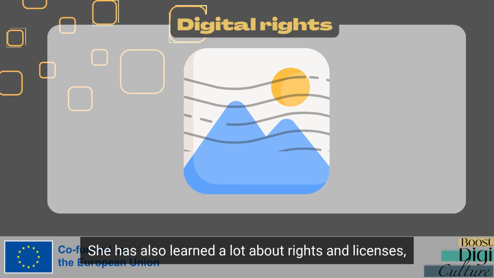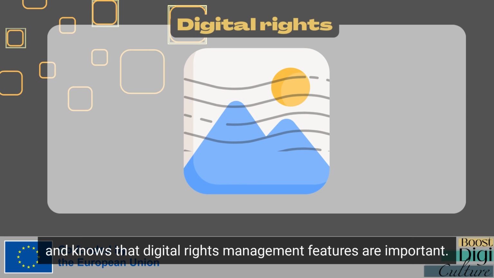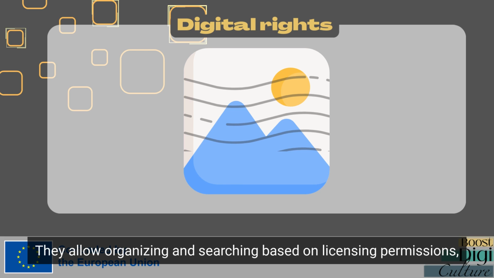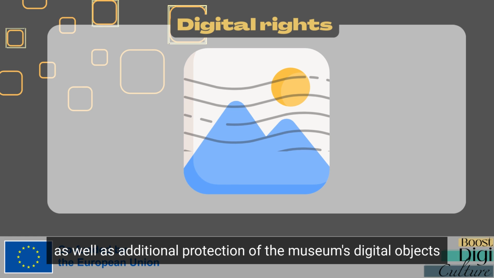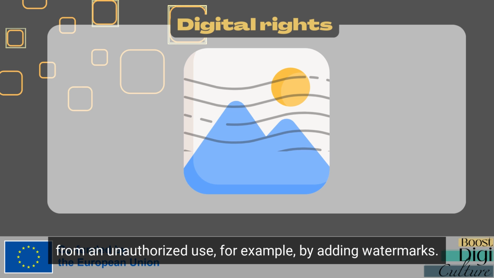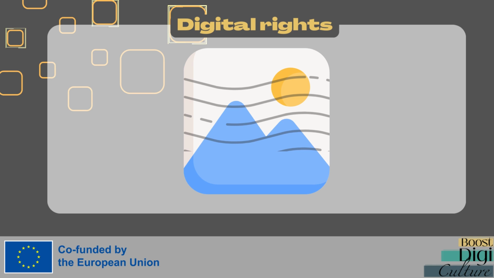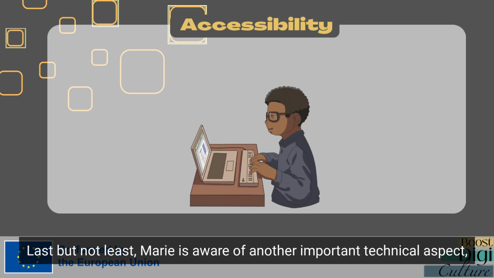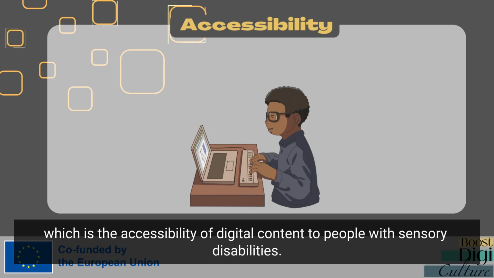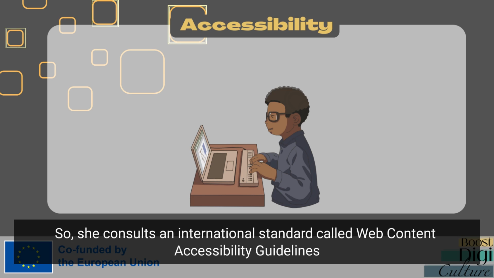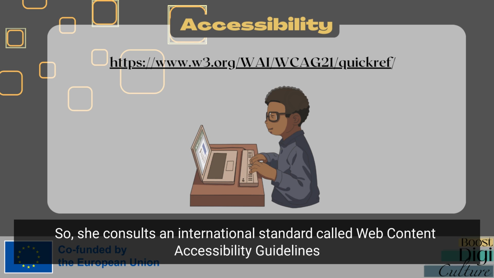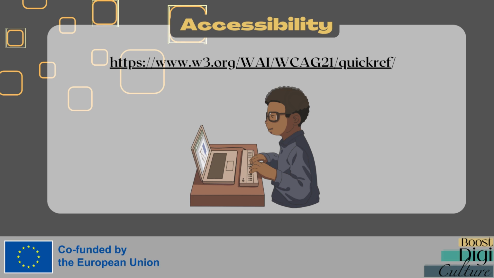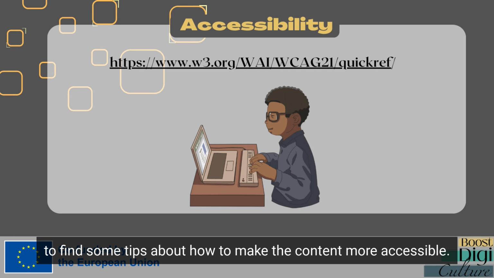She has also learned a lot about rights and licenses and knows that digital rights management features are important. They allow organizing and searching based on licensing permissions, as well as additional protection of the museum's digital objects from unauthorized use, for example by adding watermarks. Last but not least, Marie is aware of another important technical aspect, which is the accessibility of digital content to people with sensory disabilities. So she consults an international standard called Web Content Accessibility Guidelines to find some tips about how to make the content more accessible.